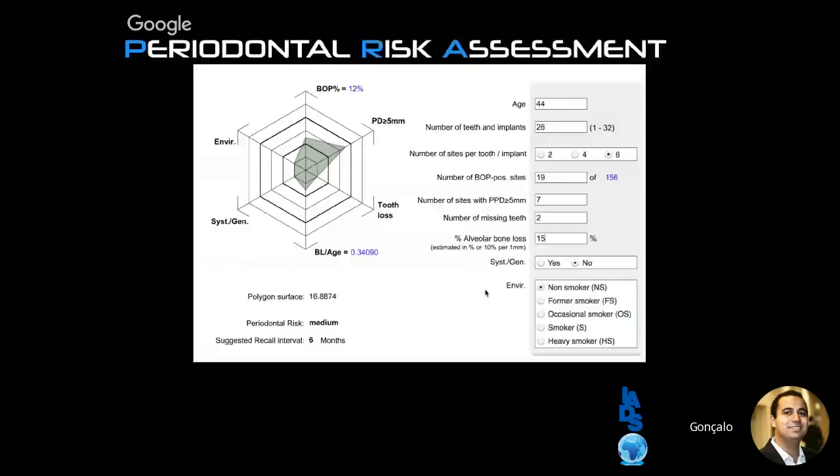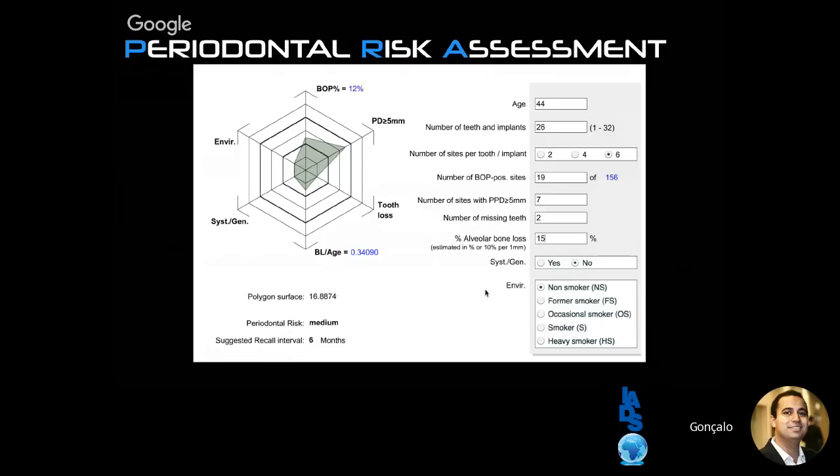So in this case, although he had some mild bone loss, it was a favorable case. We always do the periodontal risk assessment of our patients at USC. This is a tool that you can use online. It's called periotools.com.